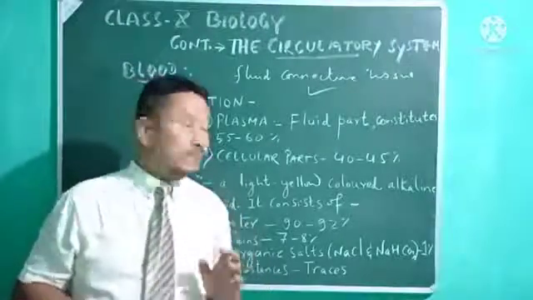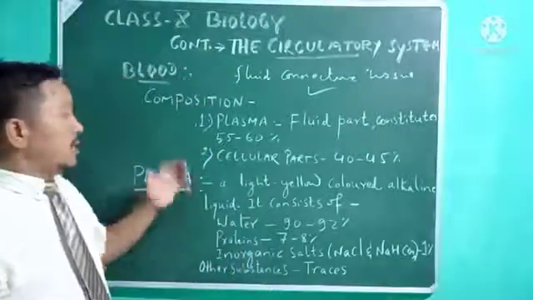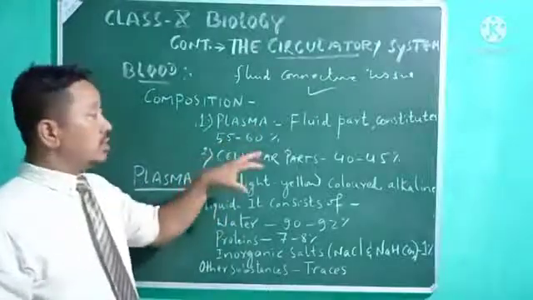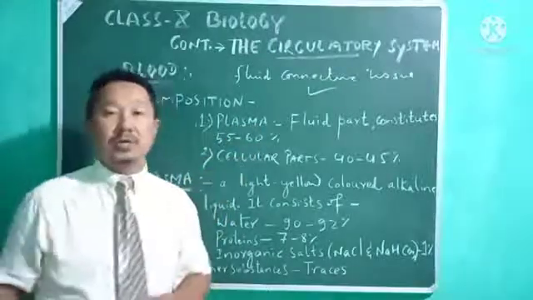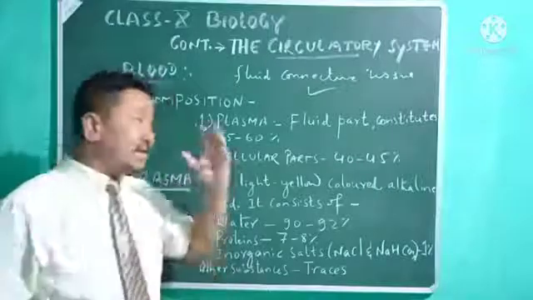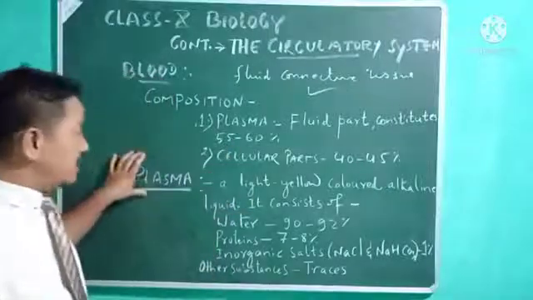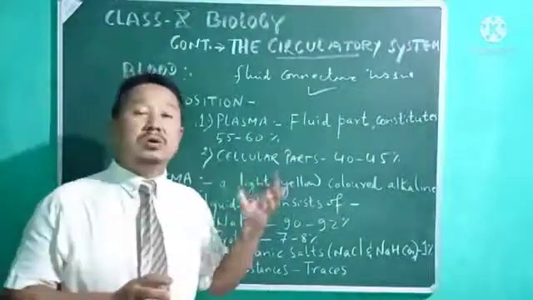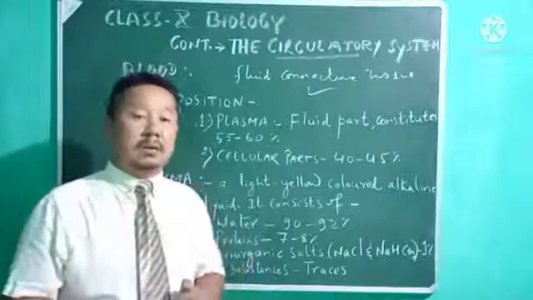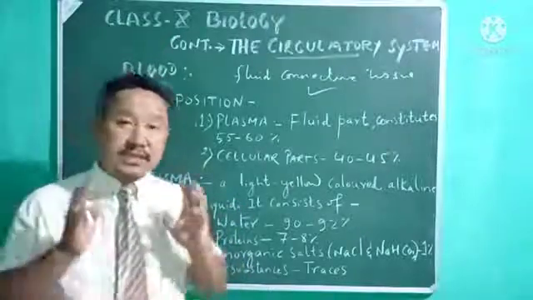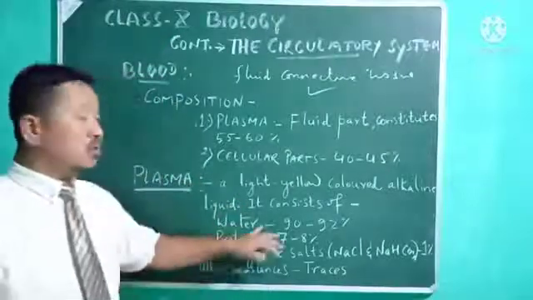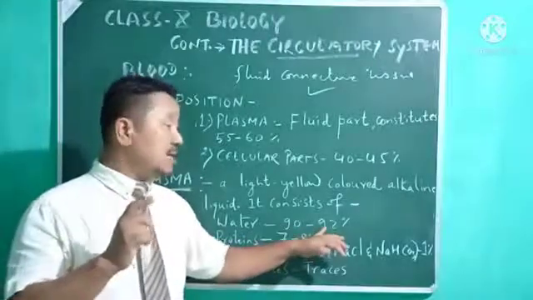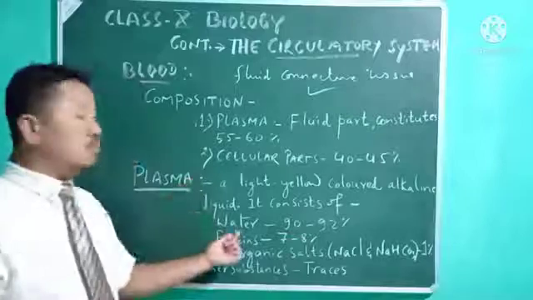All right, now we'll talk about plasma first. Then we go through the cellular parts one by one according to the syllabus. First let's talk about plasma. As you all know that plasma is a light yellow colored alkaline liquid which consists of, as given out here, water 90 to 92%. That means 90 to 92% of plasma is composed of water.